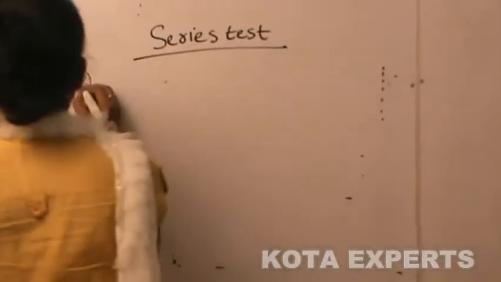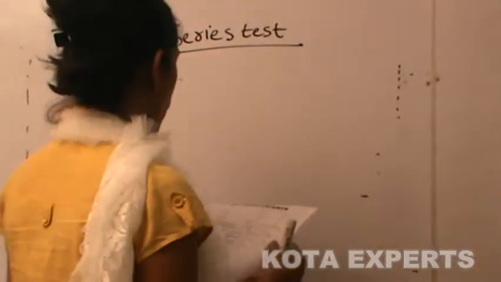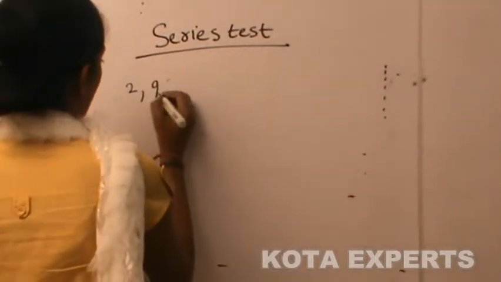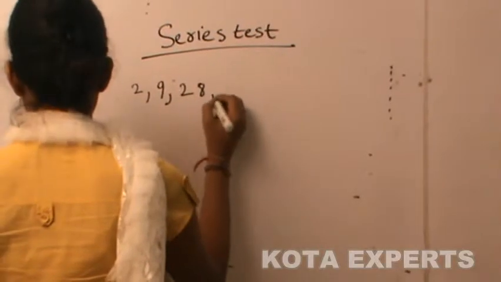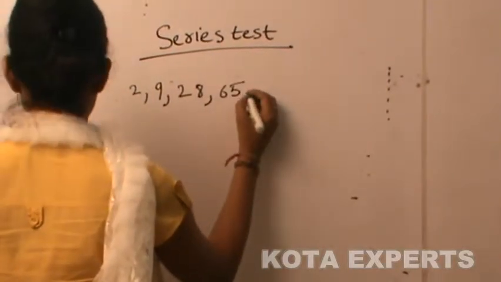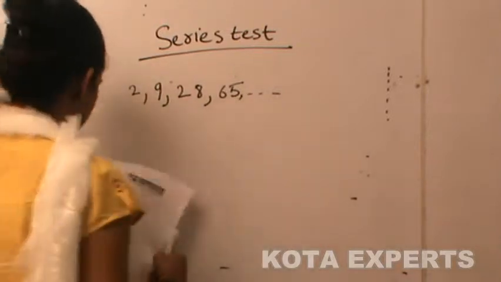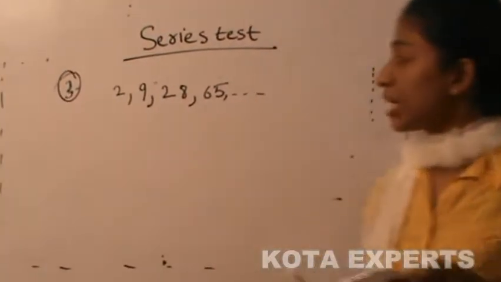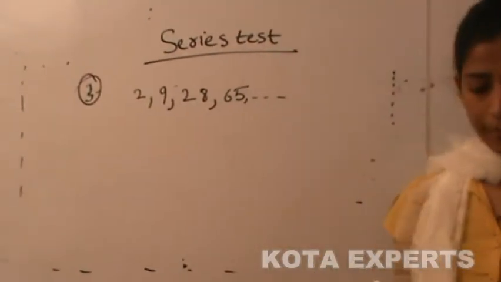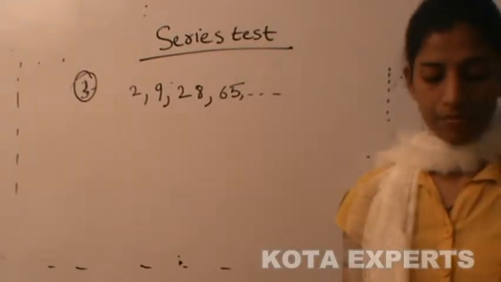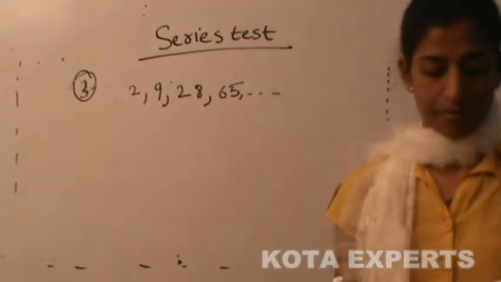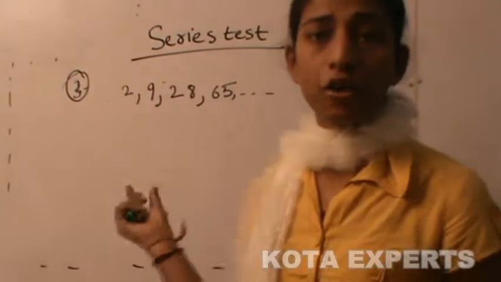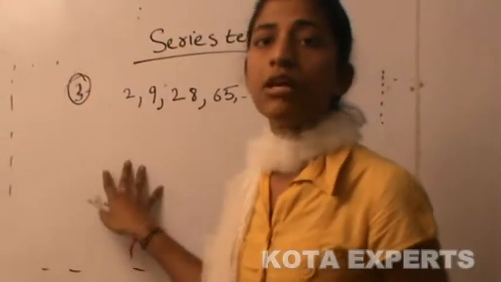Then our third question. Find out the missing number: 2, 9, 28, 65. Find out the missing number. Think about this. You have to do this question by yourself because it resembles the first question.